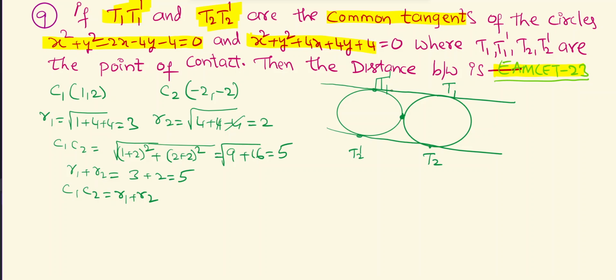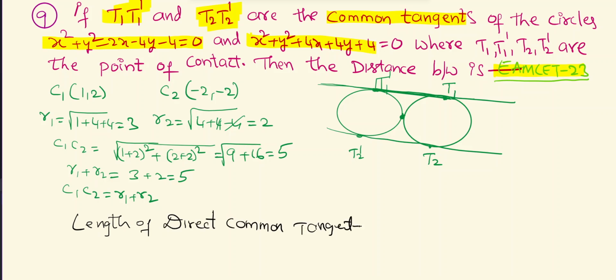Now we find the distance between these two points T1 and T1 dash. This line is the direct common tangent. So the distance between these two points of contact is equal to the length of the direct common tangent. We know the formula: length of direct common tangent is equal to under root of d square minus (r1 minus r2) whole square.